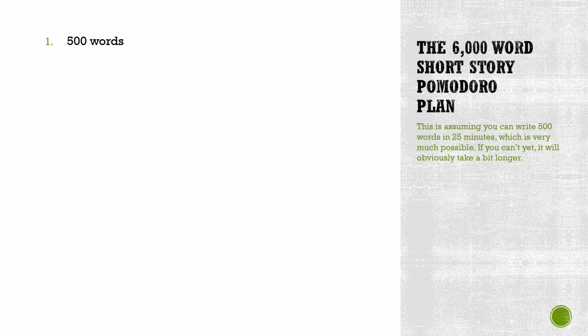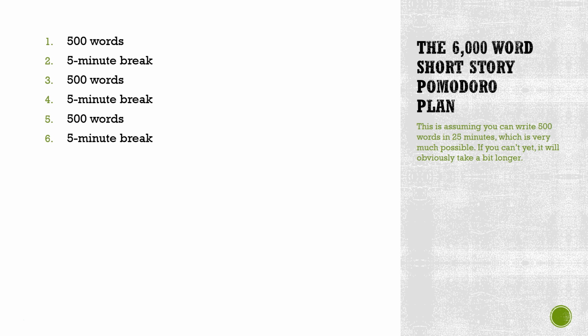First you do a Pomodoro with 500 words, then you take a 5-minute break, 500 words, a 5-minute break, another 500 words, a 5-minute break, 500 words, you guessed it. And then there's a wee surprise here: you take a 25-minute break. Now you've done a full Pomodoro and you have written the entire first section of the story, and you've actually started on the second one. So that's great. That's awesome.